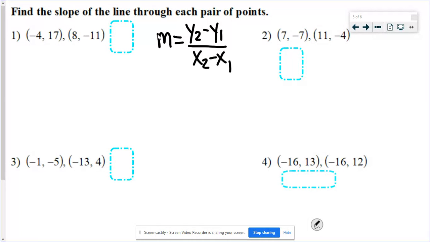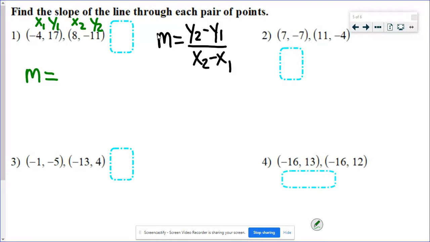So I'll do a problem where I label everything just like we have in the formula, and then I'm going to do some problems where we use kind of my shortcut. So in number 1, we have an x and a y in every ordered pair. And then you're going to label one of the ordered pairs with 1s and one of the ordered pairs with 2s. Remember, it doesn't really matter which one's which.